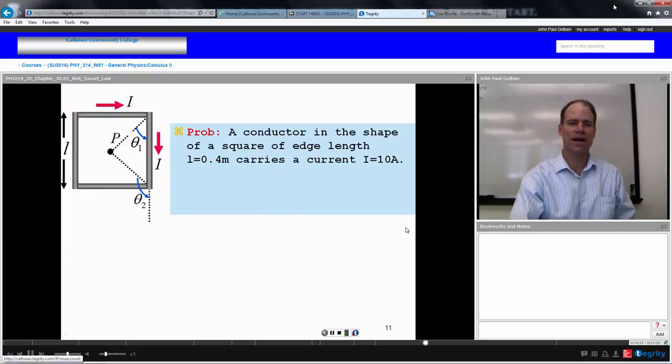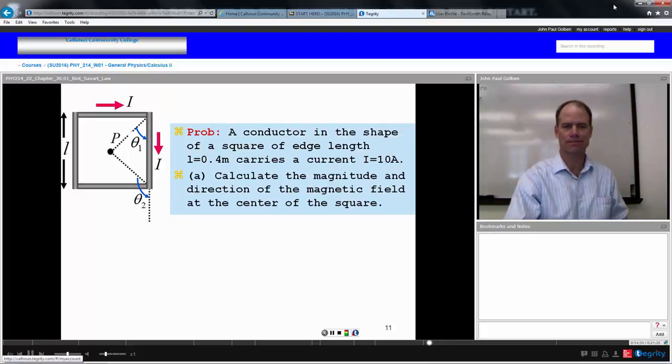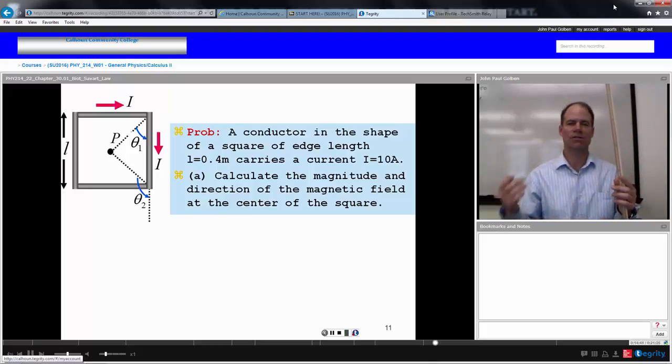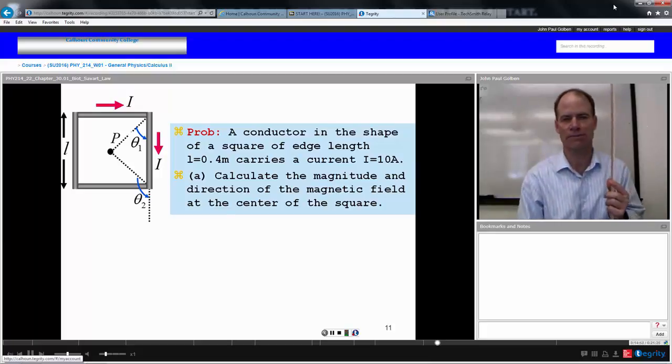So let's try out a problem. A conductor is in the shape of a square of edge length 0.4 meters, carries a current of 10 amps. Calculate the magnitude and direction of the magnetic field at the center of this square. Now if I'm looking at this, let's just look at one segment of the square, because that's what we want to do. So we want to break it up, and we have 4 segments, but let's just look at one of them for the moment.